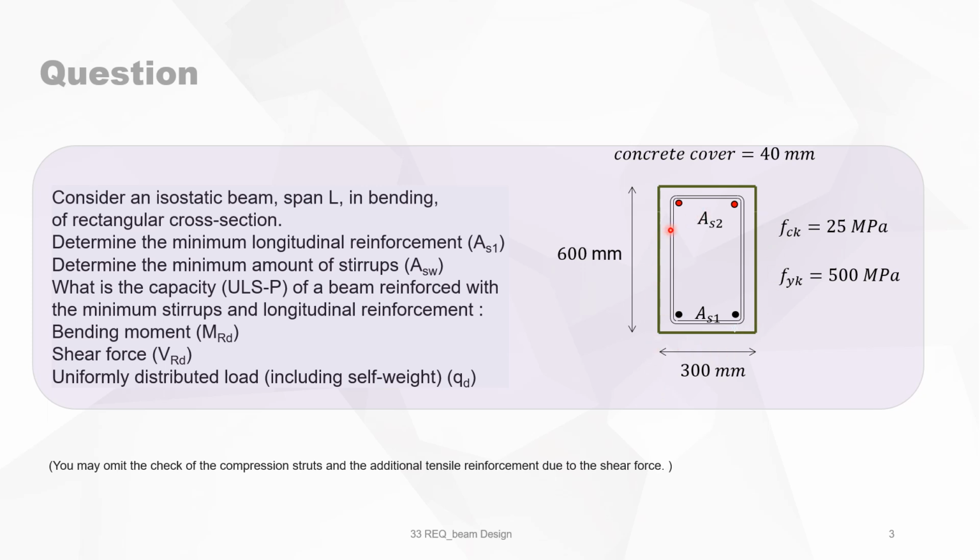So this is the section. There is, of course, compression reinforcement, which is the minimum reinforcement, but we will not take that into account in the total resistance of the beam because it's simple bending here. The concrete quality is 25 megapascal and the steel quality 500. Total depth of the beam is 600 by 300. And now we have to calculate first the tension reinforcement and the stirrups needed.